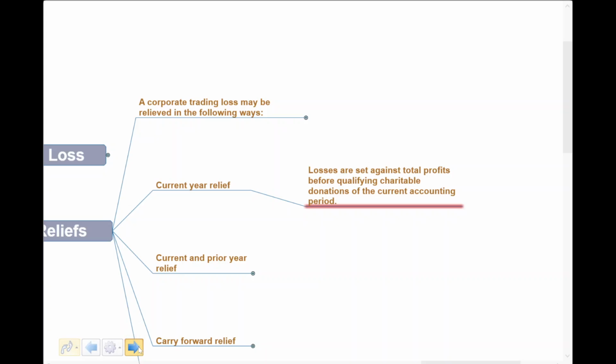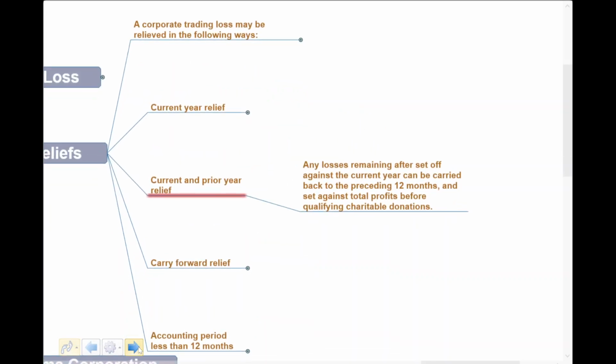Okay? Next one, current year and prior year. Now note what it says here, and this is important. Any losses remaining after set off against current year can be carried back the preceding 12 months. So what does that actually mean? It means that you have to do a current year claim first. You're a company. You've made a loss. You've got to offset against total profits in the current year before QCDs, before you go back to the prior year. Okay? Let's try and remember that.